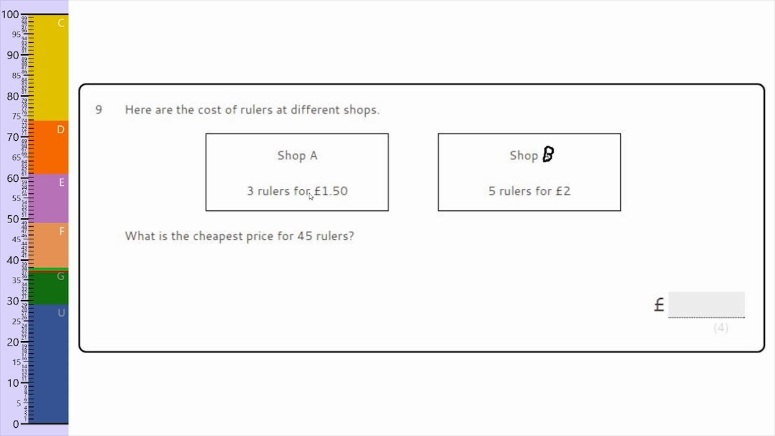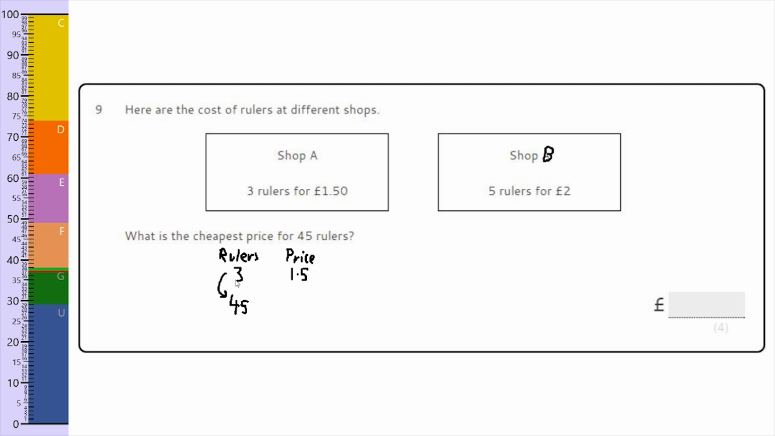Okay, so let's have a look at shop A first. So it says 3 rulers. So if I write in rulers and price, 3 rulers is £1.50. So let's have a think. This is quite a tricky one, isn't it? How do we get from 3 to 45? What do I do to 3 to get to 45?